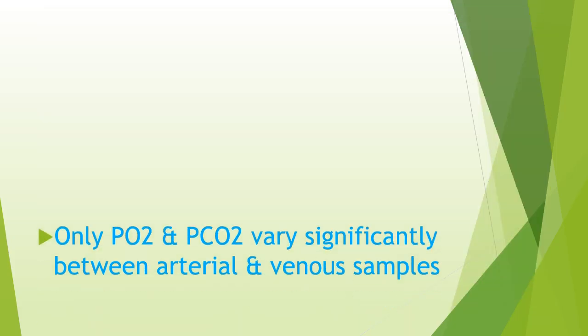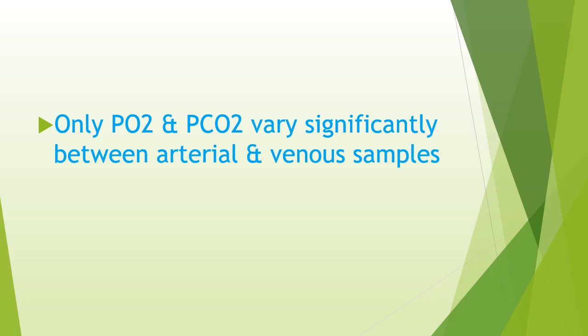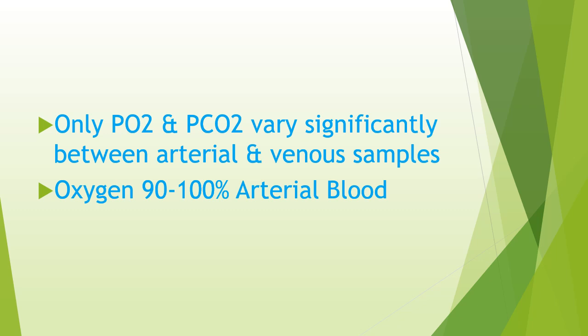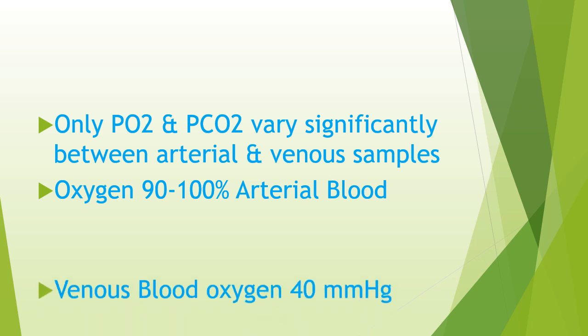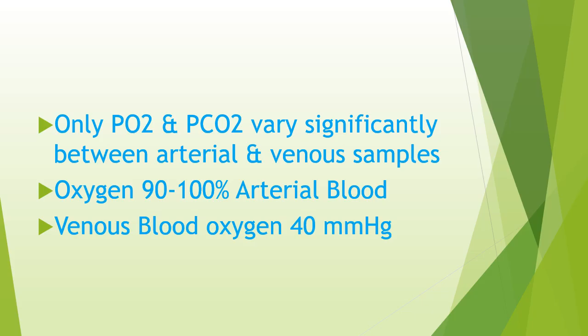The main difference we can see in arterial and venous sampling is the difference in oxygen and carbon dioxide level. In an arterial blood sampling, the oxygen level will be 90 to 100 mm of Hg. And in a venous blood sampling, the oxygen level will be 40 mm of Hg. With this difference, we can differentiate the venous blood sample and the arterial blood sample.